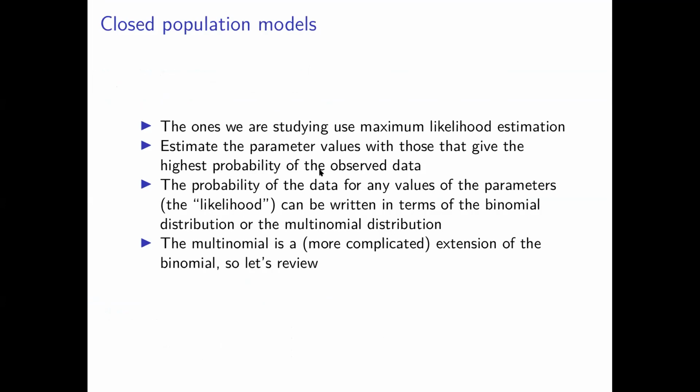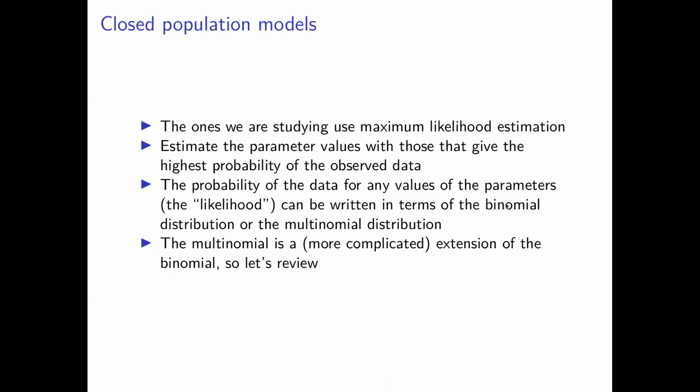Okay, so the closed population models that we're studying use maximum likelihood estimation. So we're estimating the parameter values with those that give the highest probability of the observed data. So the probability of the data for any values of the parameters is called the likelihood. And so that's what we're maximizing to get our estimates. And for this kind of closed population capture-recapture data, the probability of the data can be written in terms of the binomial distribution or the multinomial distribution.